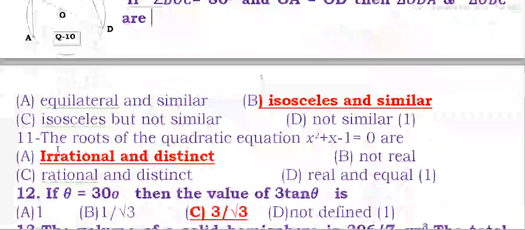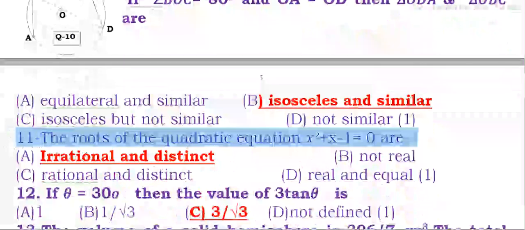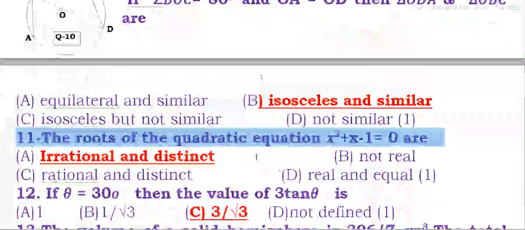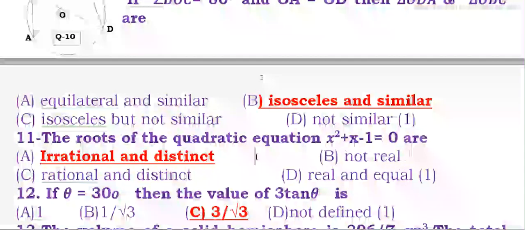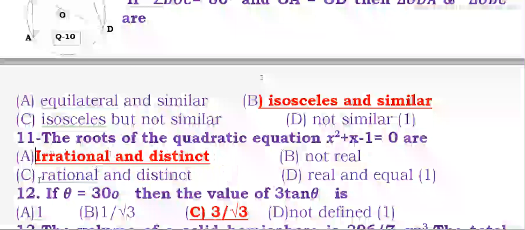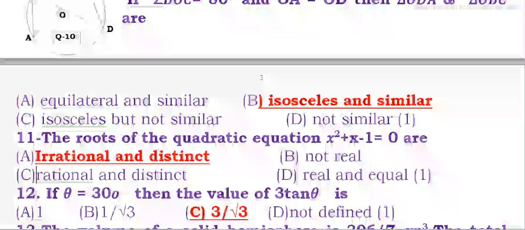Root of quadratic equation, we can find the root by knowing b square minus 4ac. In this, calculate b square minus 4ac: 1 plus 4 into minus 1 into 1 is equal to 5. The roots will be irrational and distinct, because b square minus 4ac is equal to 5. It is greater than 0.